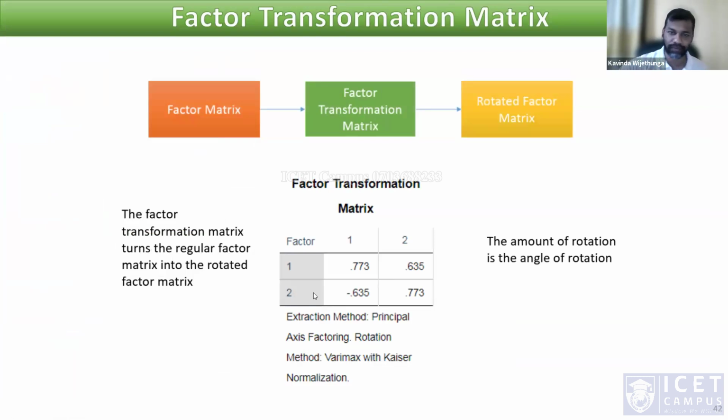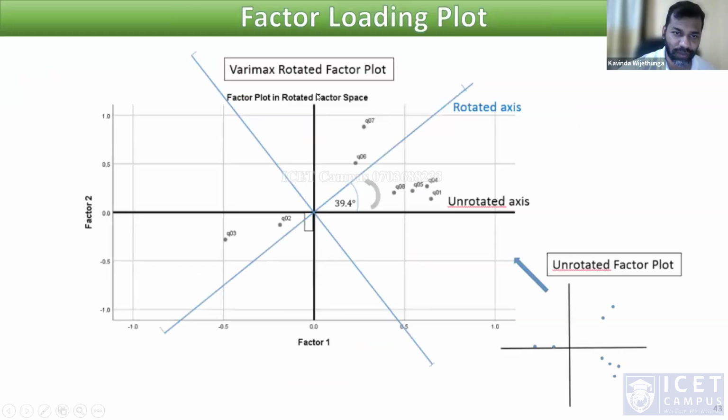Right. Rotated factor matrix. Factor matrix and rotated factor matrix. Then this is the factor matrix. This one 0.588, 0. This is the factor matrix, and these are the communalities values.